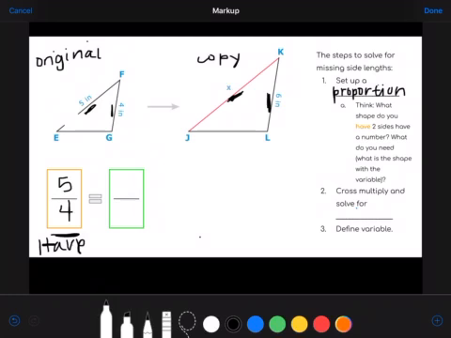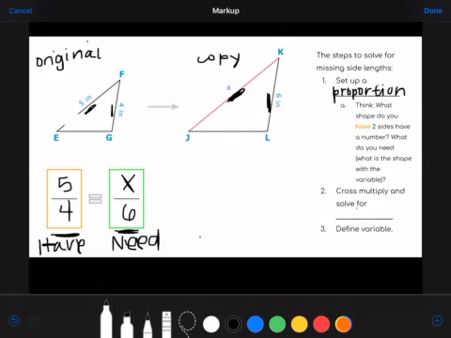So what is the shape with the variable? And we just looked at it and we see that that shape with a variable is our copy. So that's going to go in our green box. Our green box is always going to represent what we need. So I'm going to put X and 6 in my green box.